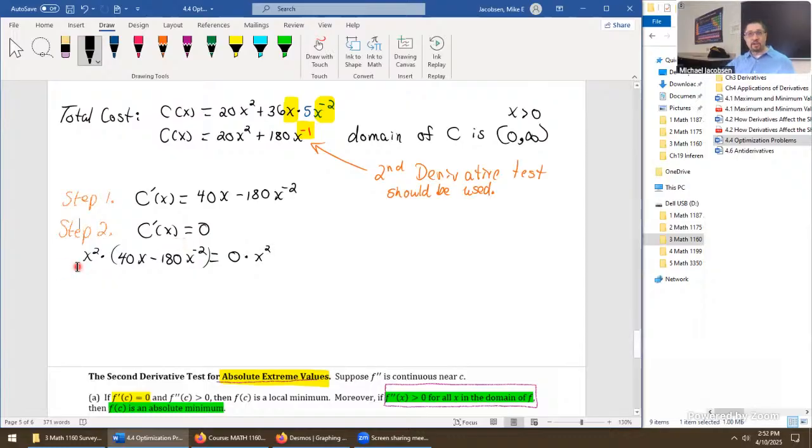If you distribute x squared through, let me be really careful on my exponents here, we get 40x cubed minus 180, because x to the power 2 times x to the power -2 is just a 1. That's why we chose x squared to multiply both sides by. The right-hand side is still 0. The all-important 0 wipes out everything through multiplication. Now this equation is a little bit easier to work with. We could add 180 to both sides. Divide both sides by 40.